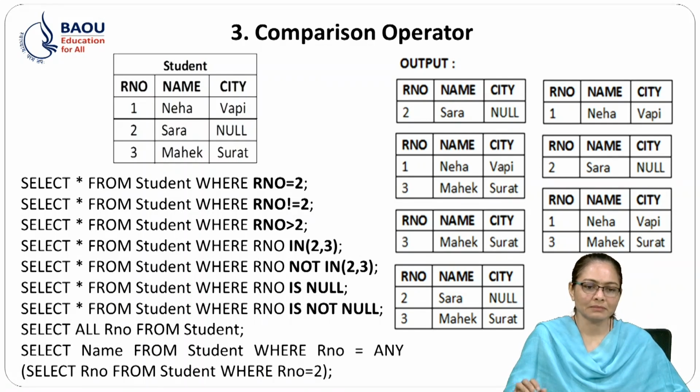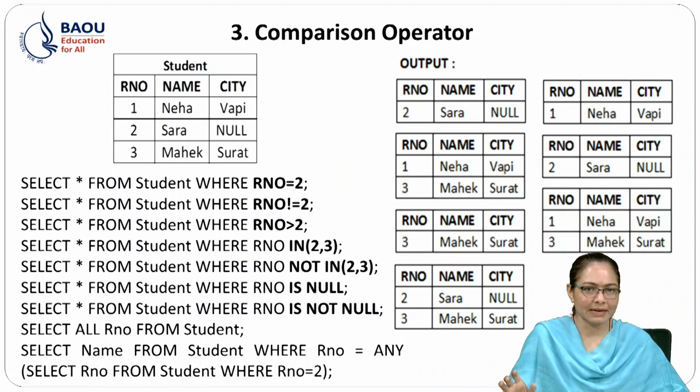Now ANY is used in a subquery. For example, select name from student where roll number is equal to any, in brackets, select roll number from student where roll number is equal to 2, bracket over, then semicolon. In place of ANY, we can use SOME. Select name from student where roll number is equal to some, then in brackets, select roll number from student where roll number is equal to 2, bracket over. Same as ANY, SOME is used.